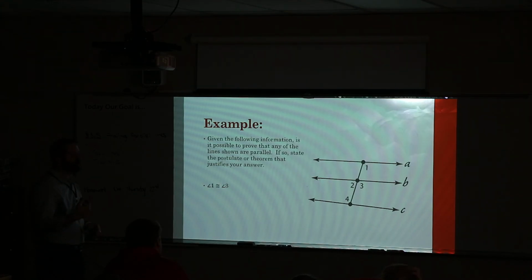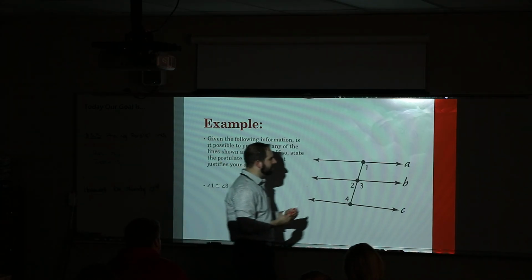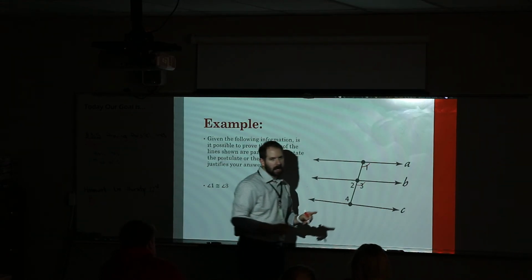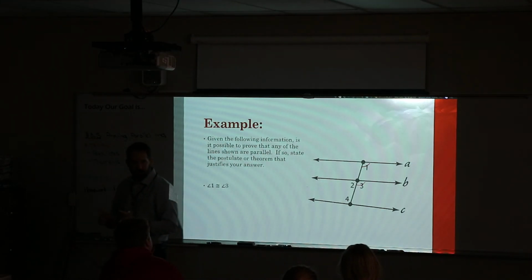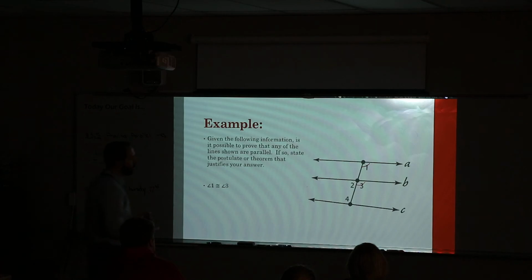This is what they give you on problem number 8. Angle 1 is equal to angle 3. That's the only information we know for this picture. So if angle 1 is equal to angle 3, are any lines in this picture parallel? And if so, which ones? Which lines are parallel if 1 is equal to 3? What do you think? A and B, right? A and B have to be.